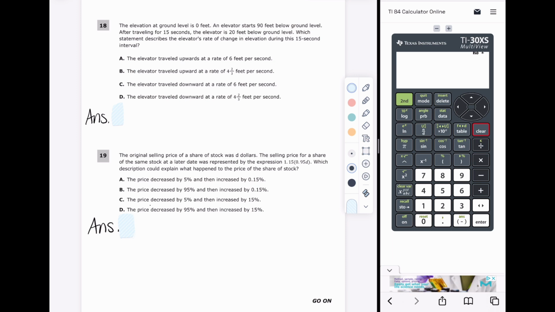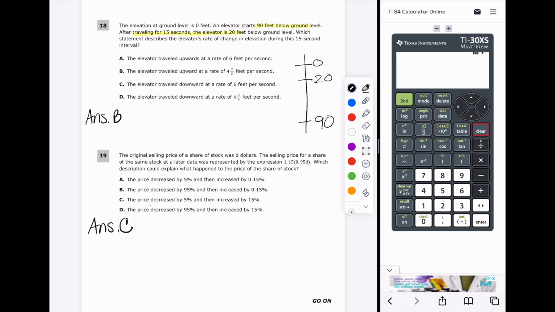Let's look at 18 and 19. Here's the reveal. B and C. Check off with your work. All right, let's start with 18. The elevation at ground level is 0. An elevator starts at 90 feet below the ground level. After traveling 15 seconds, the elevator is 20 feet below ground level. Okay, so there's ground level. It starts at 90 feet below, and then it ends at 20 feet below. That's important, because even the first time I did this, I thought it was 20 feet, and I just started writing, and I didn't even pay attention to the below.